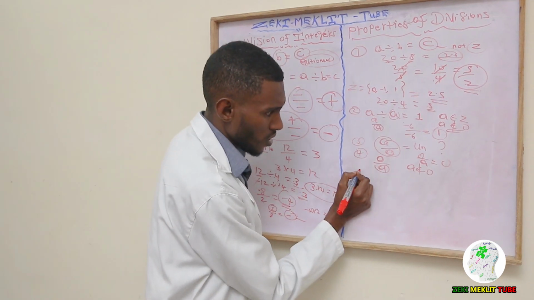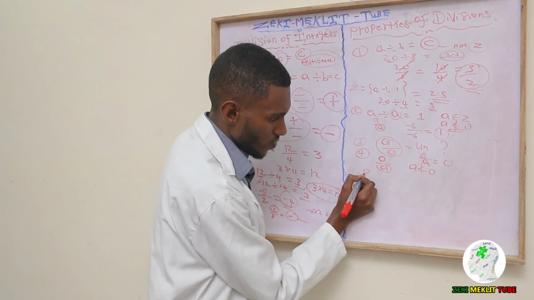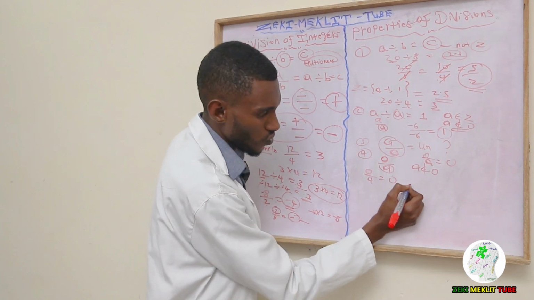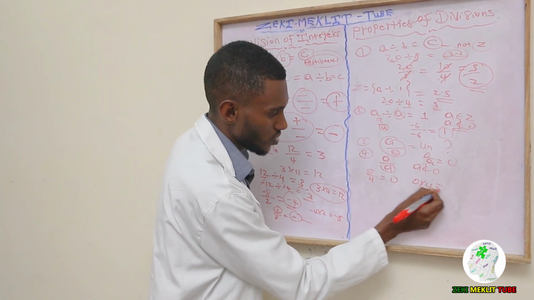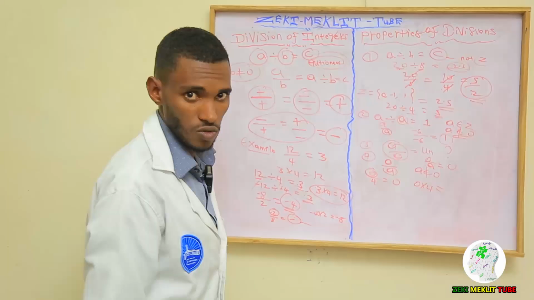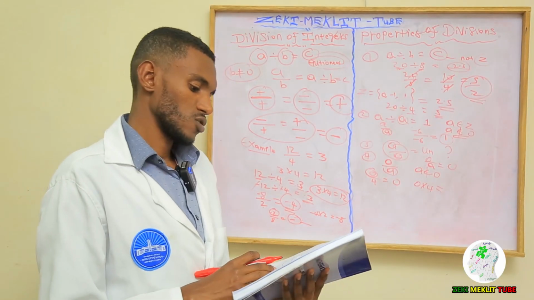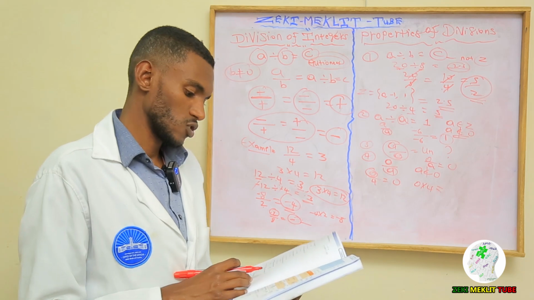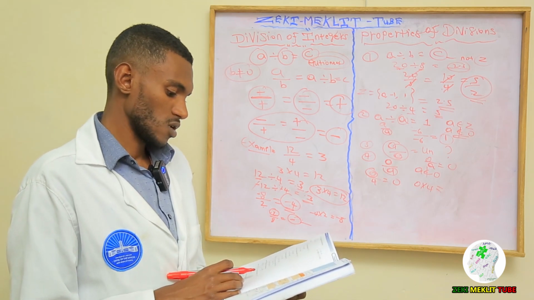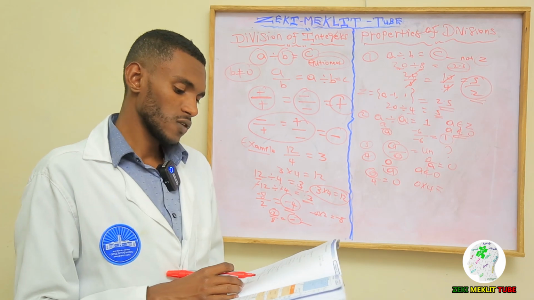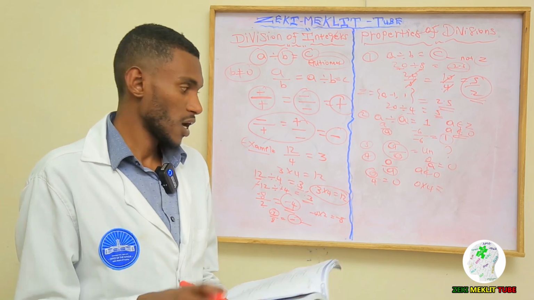You can check, by the way: 0 divided by 4, the result is what? 0. Yeah, but if you want to check, 0 times 4, you get what? 0. So any number cannot be divided by 0, but 0 divided by any number, the result is 0. This is the fourth rule, or the fourth property of division on integers.